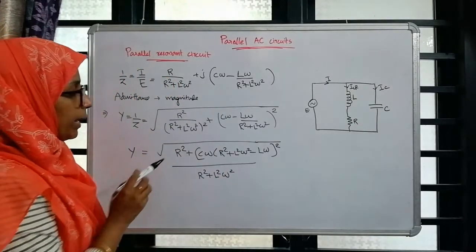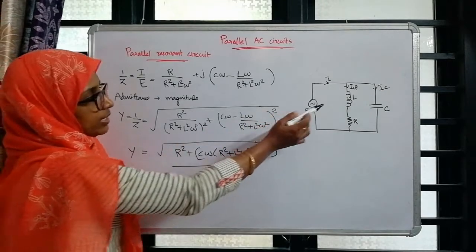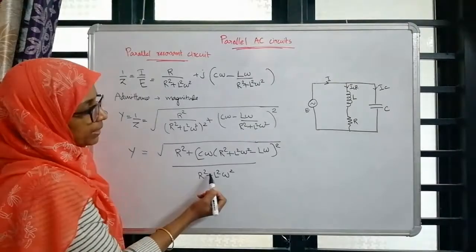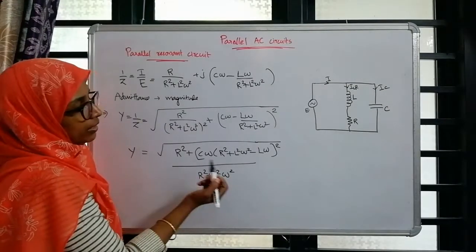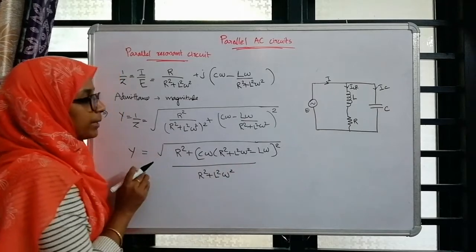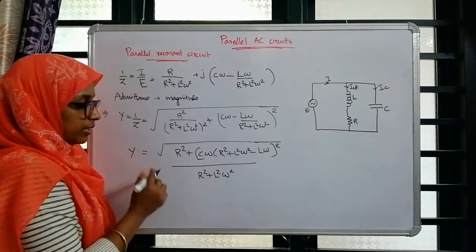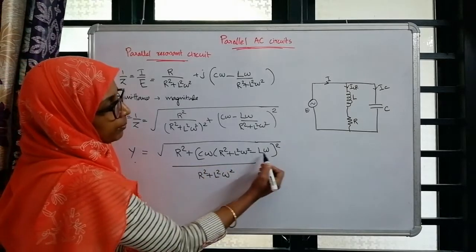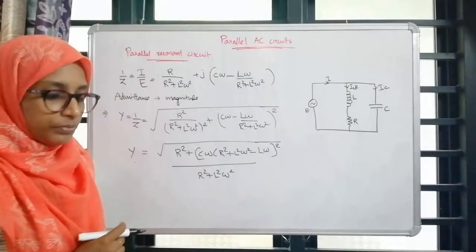That is, we know for a series LR circuit, the admittance will be R by root of R square plus L square omega square. Then when this term vanishes, the admittance will be minimum. That is, the admittance will be minimum only when this term vanishes.